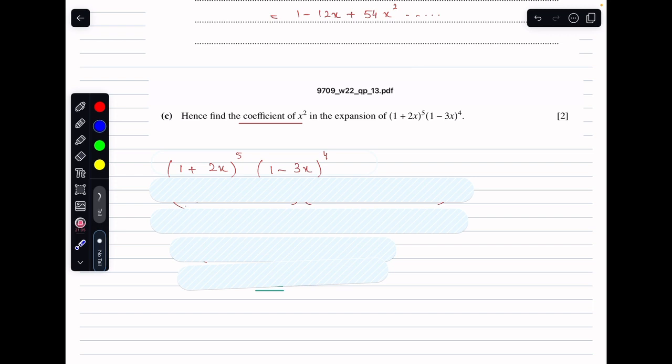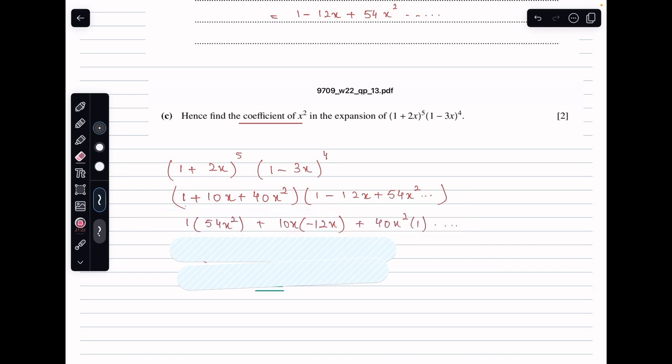So I should simply be using that expansion over here. So it's 1 plus 2x to the power 5, which was 1 plus 10x plus 40x squared, and 1 minus 3x to the power 4, and that was 1 minus 12x plus 54x squared. So again, I just need the coefficient of x squared, so I have to be particular in only getting the terms involving x squared, not wasting our time in getting the whole expansion done here.